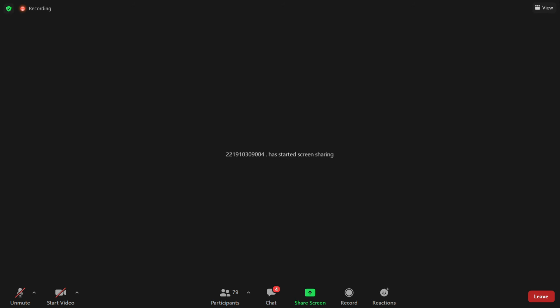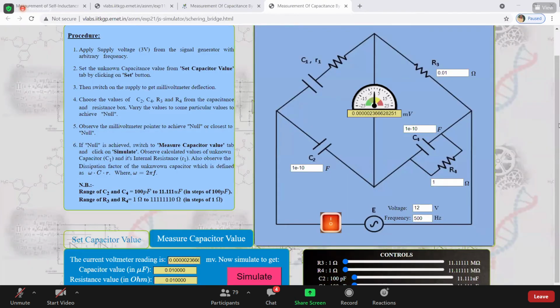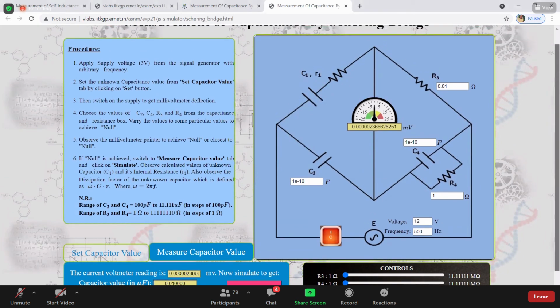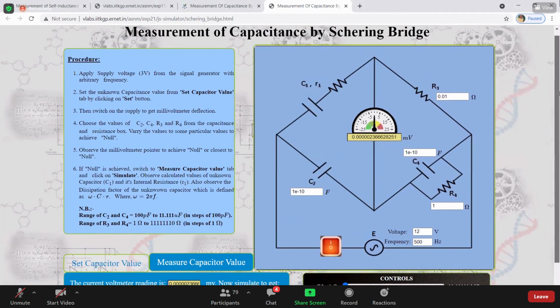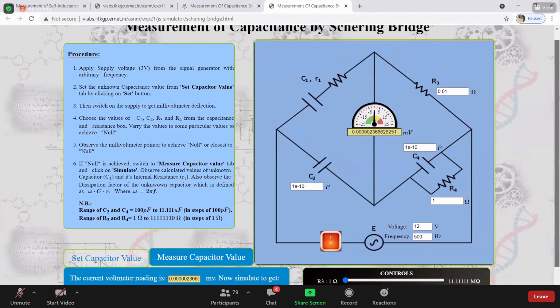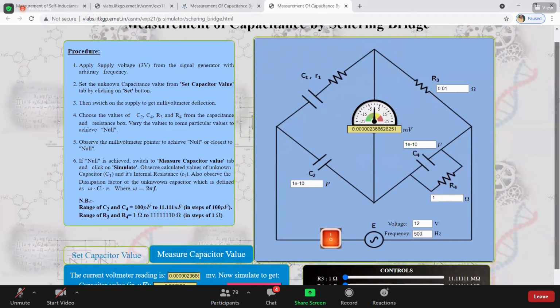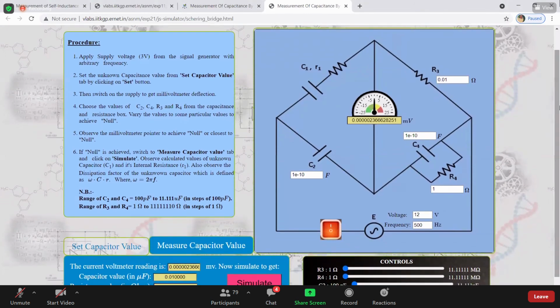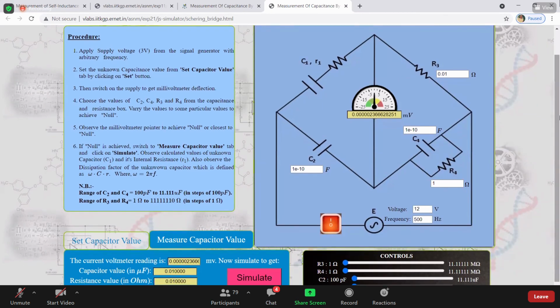So can you see my screen? Yes. So should I explain the experiment now? So basically, this is the experiment which determines the capacitance of the unknown capacitor. Where the values are C1 equal to unknown capacitance, C2 equal to standard capacitance, and C4 equal to variable capacitance.